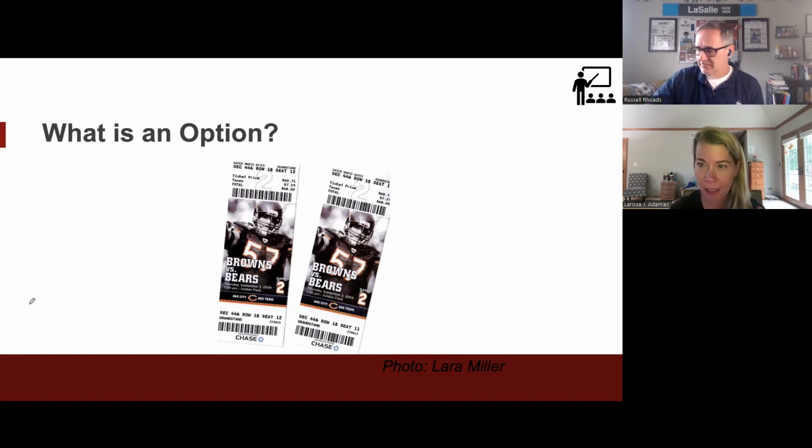Let's talk about this. So an option gives you the right, but not the obligation. So when we think about tickets to the Chicago Bears, what are the three things that we can do with these tickets? Well, we can exercise and go to the game. These tickets guarantee us a seat. Okay. What else can we do?